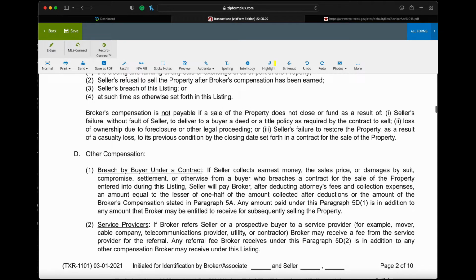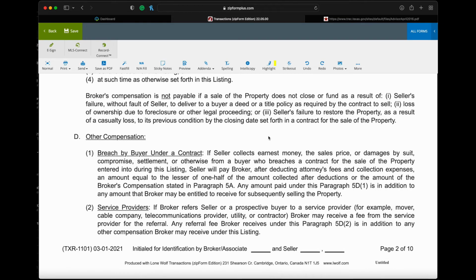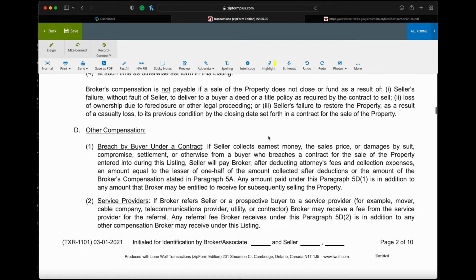Broker's compensation is not payable if the property does not close and fund, and it explains all this here. Okay, so legal proceeding, seller's failure to restore the property, things like that, in case there's big damage to it. I think this kind of gives them a little bit of an out on situations that might be out of their control a little bit.